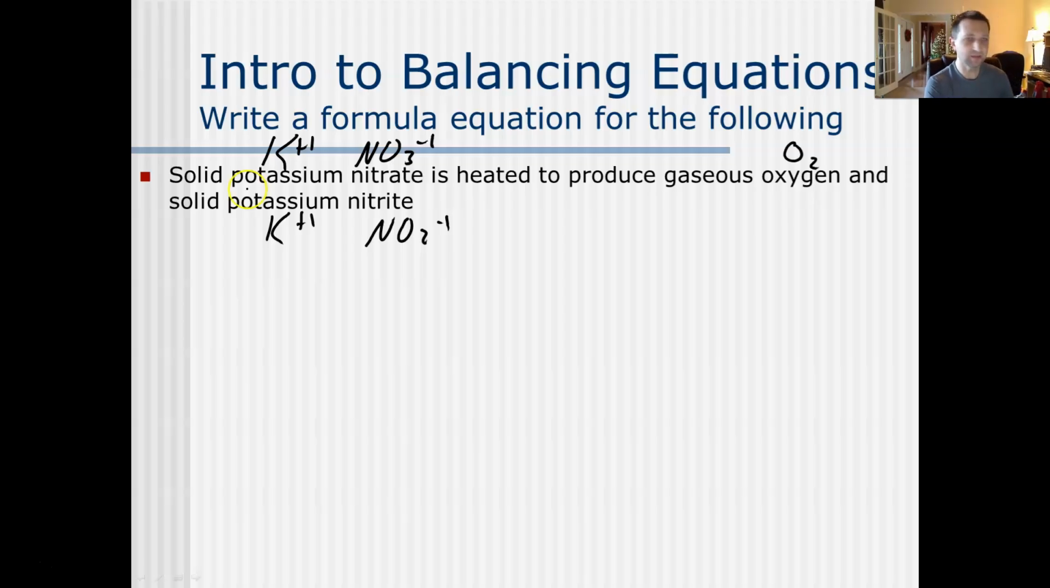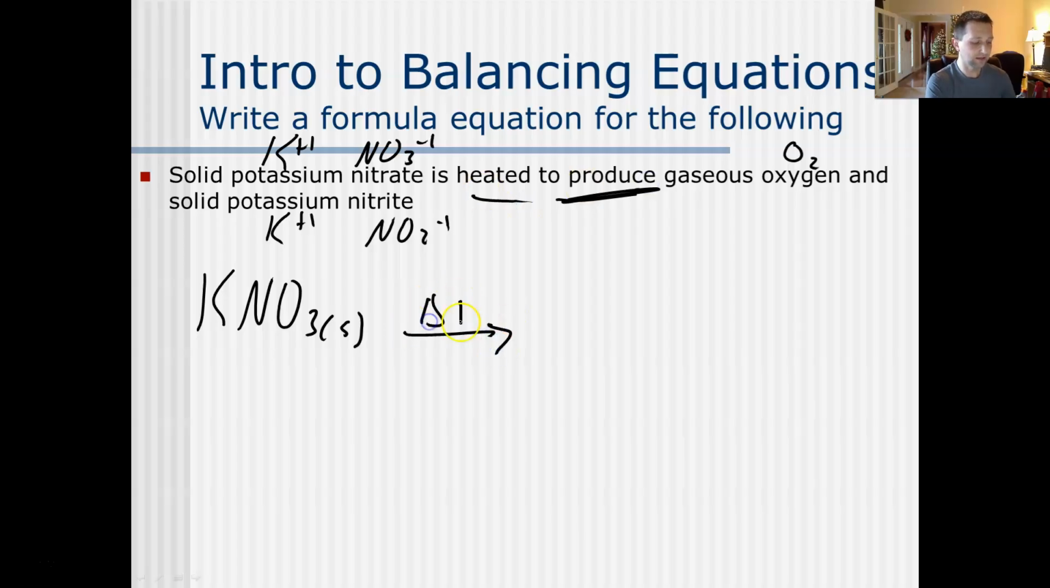So solid potassium nitrate, KNO3, solid, is heated to produce. To produce is my yield sign, and heated is delta H. It produces gaseous oxygen. Oxygen's diatomic, so it's one of our 7 diatomics. It's by itself, so you put O2. And potassium nitrite, that is KNO2 solid.